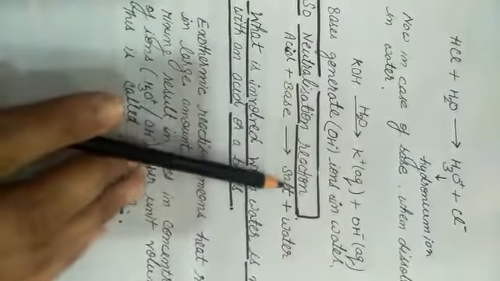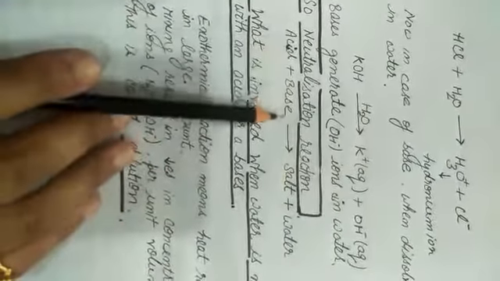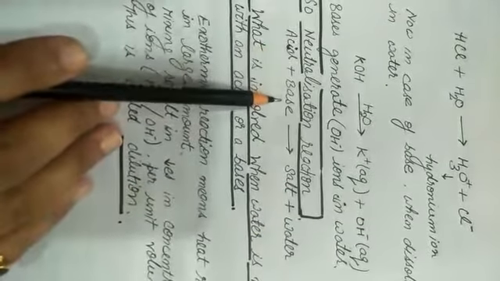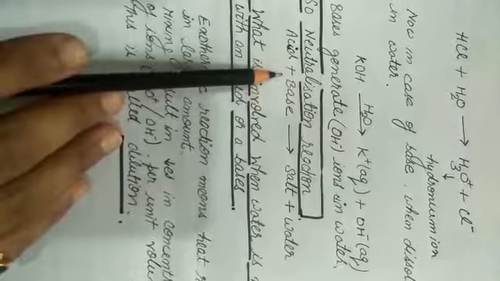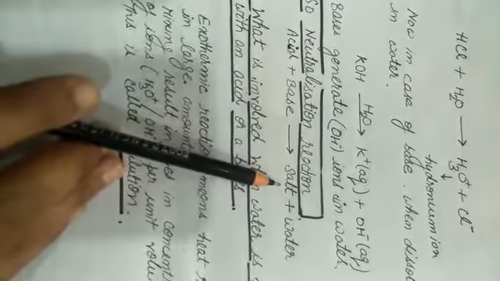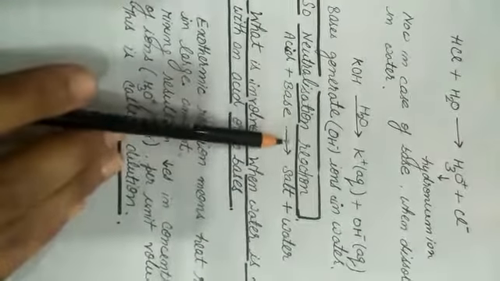Now the neutralization reaction you know very well. When an acid reacts with a base, it forms salt and water. As they neutralize their effect, salt formation takes place. It is called a neutralization reaction.